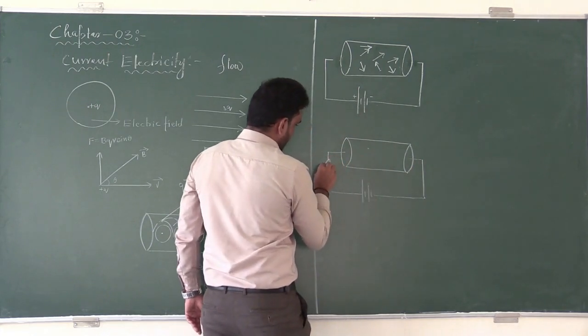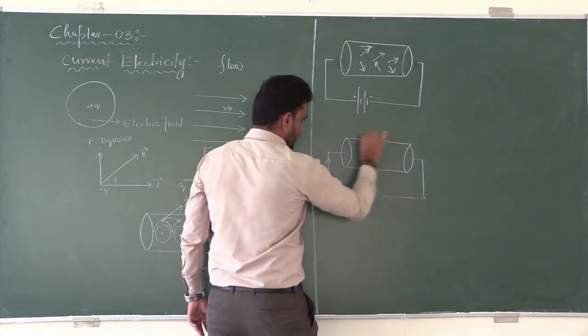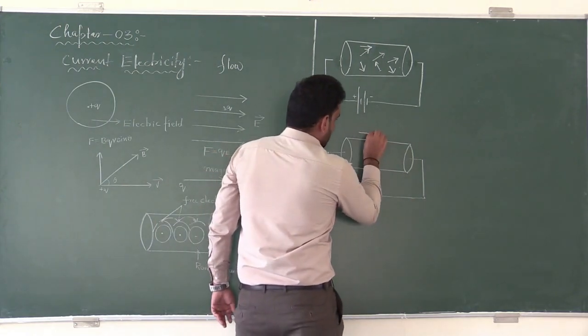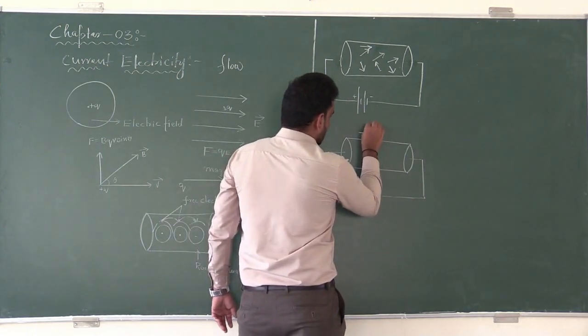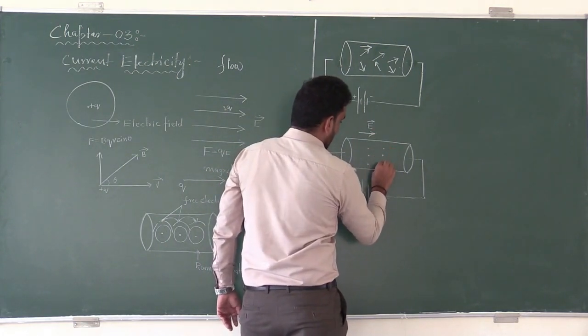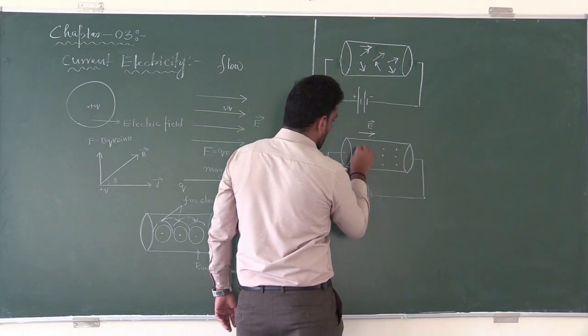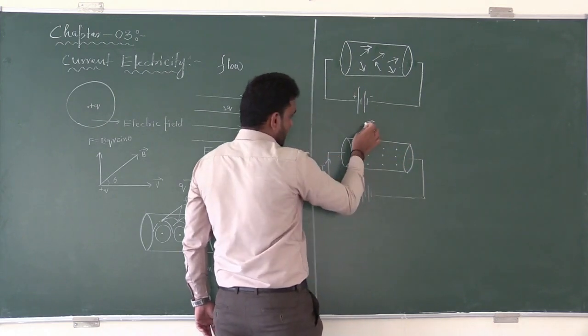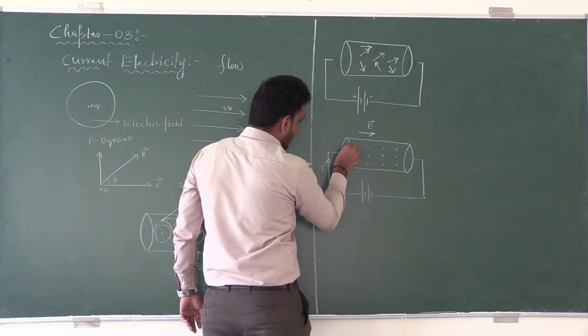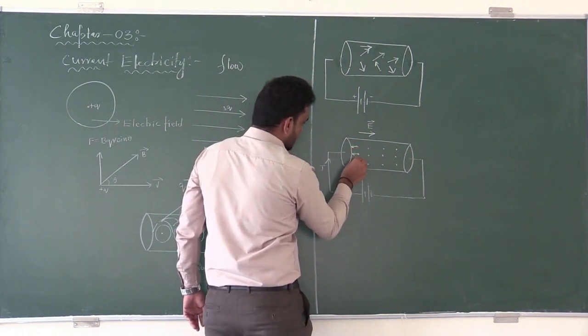So current is flowing from the positive terminal of the battery to the negative terminal of the battery, and the electric field is set up in this direction. So electrons experience a force, or this electric field exerts a force on the electrons, and they start moving in a particular direction.